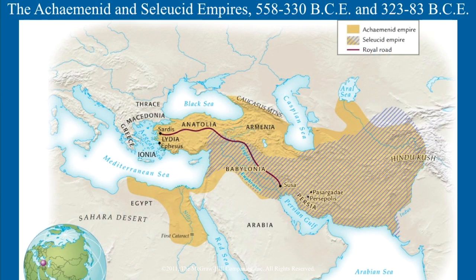Here is the Achaemenid and Seleucid empires, 558 to 330 BCE and 323 to 83 BCE. You can see the Achaemenid Empire stretches all the way out to the Hindu Kush on the east, and it goes to the edges of Anatolia or modern-day Turkey, to some of the borders of Egypt. And the Seleucid Empire kind of has a smaller section of the globe. That's the hash kind of looking with the lines on the map. It covers a smaller area, and it still covers in parts of Persepolis, and it still has the Royal Road for most of the way, all the way trying to get to Sardis.